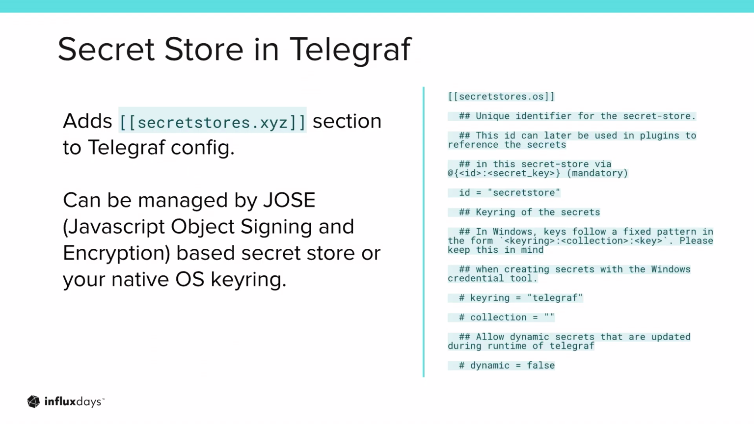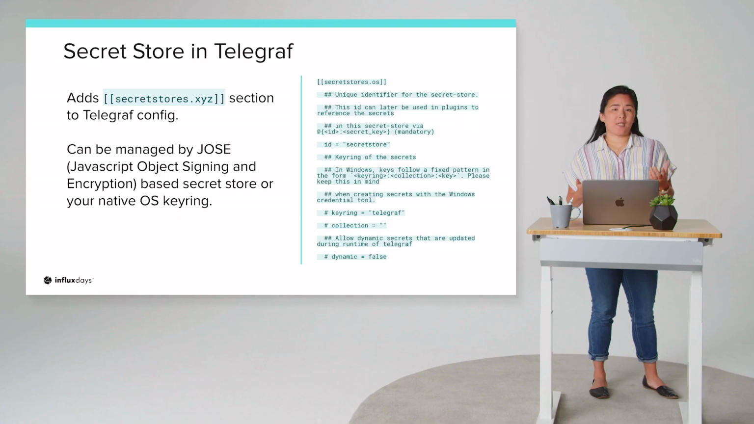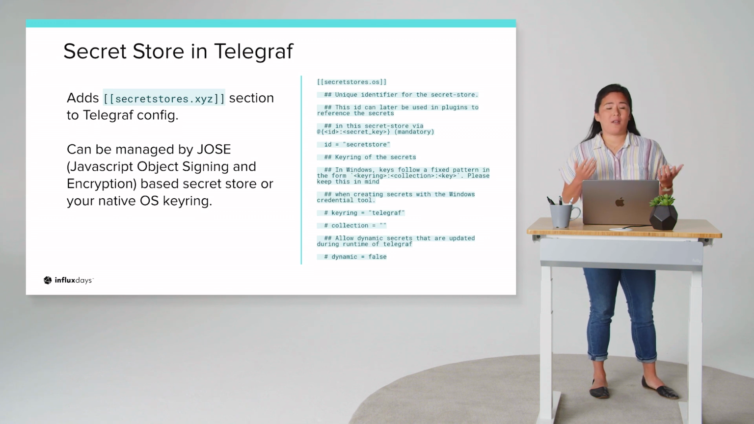To use the secret store, you will simply add a secret store section to your Telegraf config. Your secrets and passwords can be managed by a JavaScript-based secret store or your native operating system keyring, like the Credential Manager control panel for Windows. The new secret store will improve security best practices in Telegraf and hopefully will address any security concerns that you or your company might have.